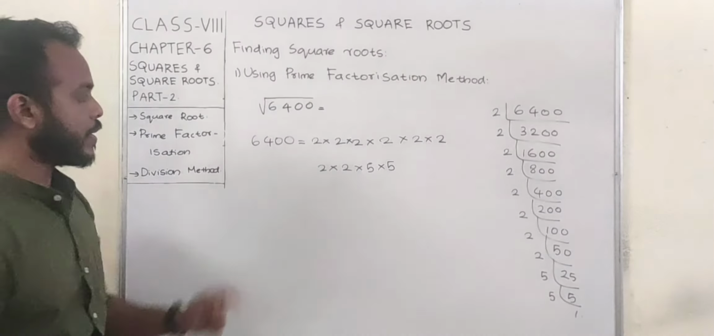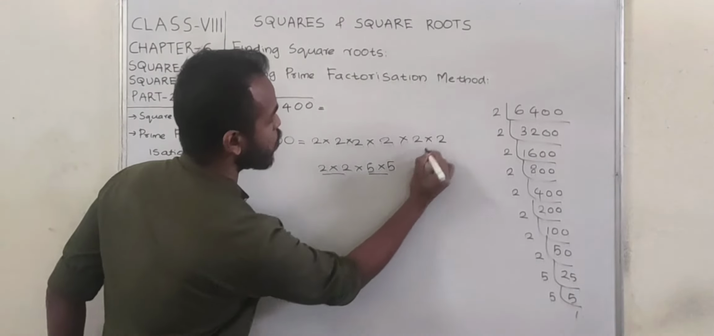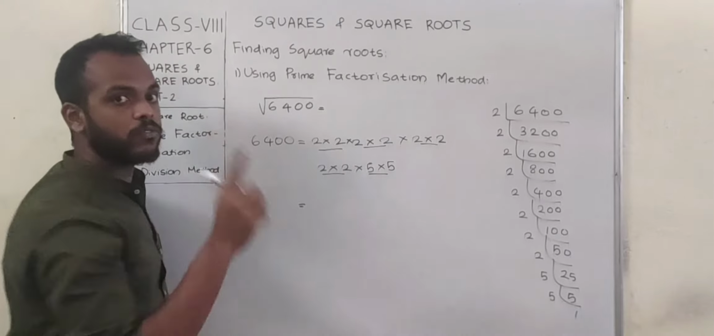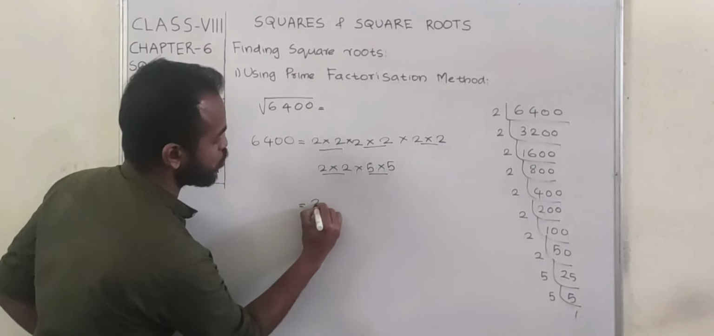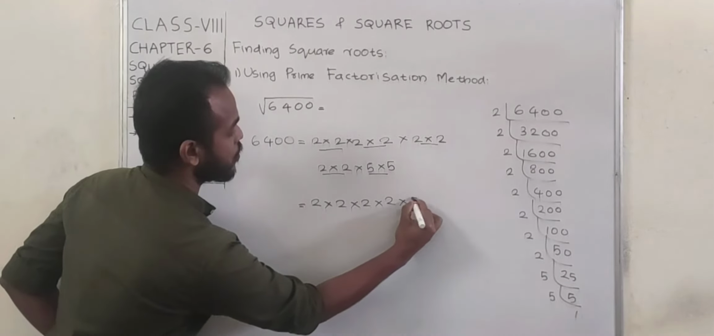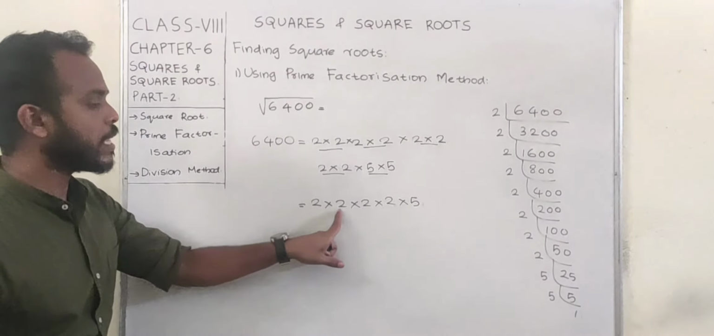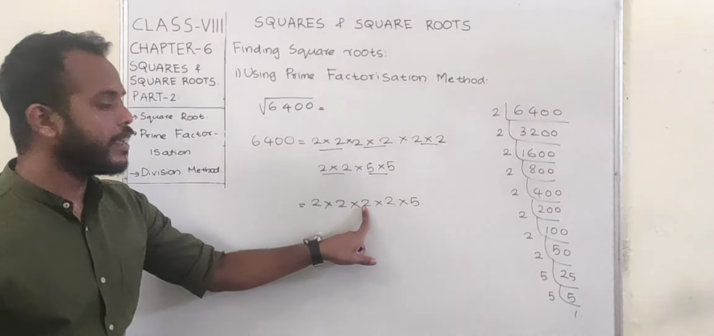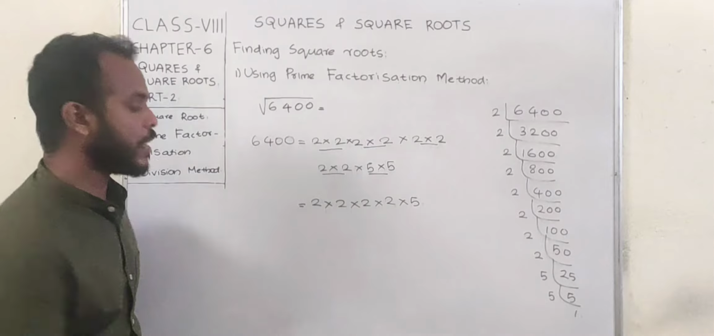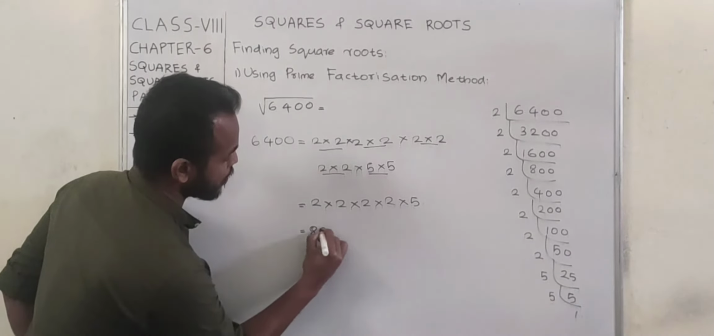Now let's make it into pairs. Here is 1, here is 1, 1, 1 and 1. So let's write 1 from each pair. So it is 2 times 2 times 2 times 2 times 5. What is it? 2 times 2 is 4. 4 times 2 is 8. 8 times 2 is 16. 16 times 5 is 80.